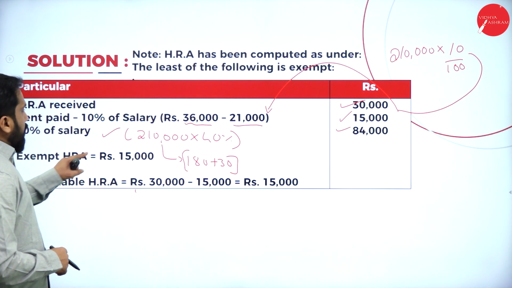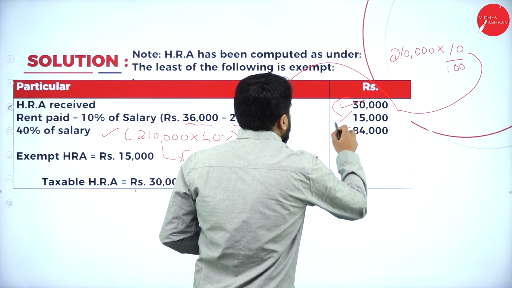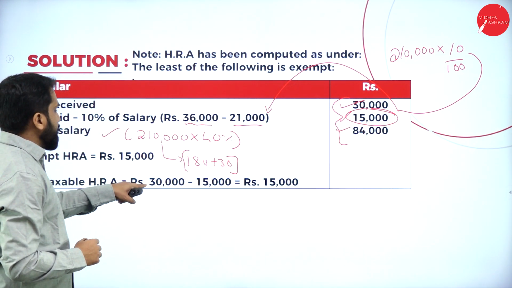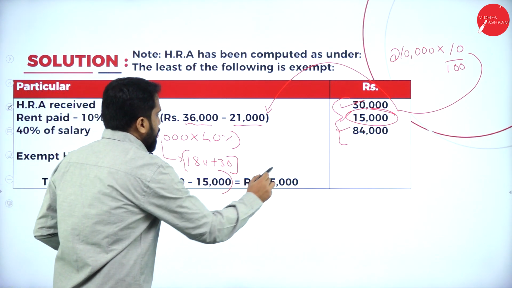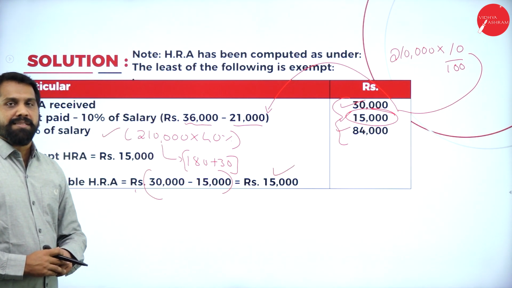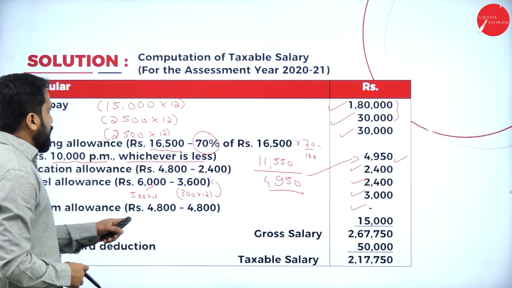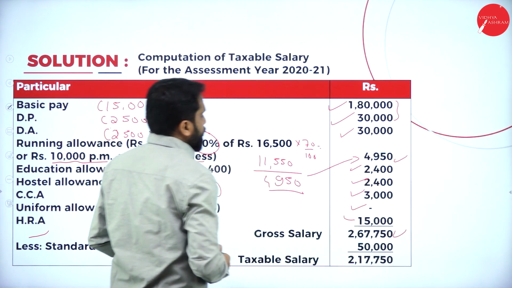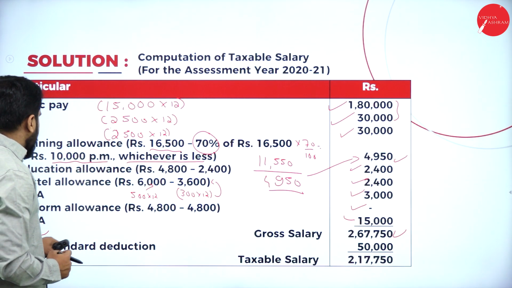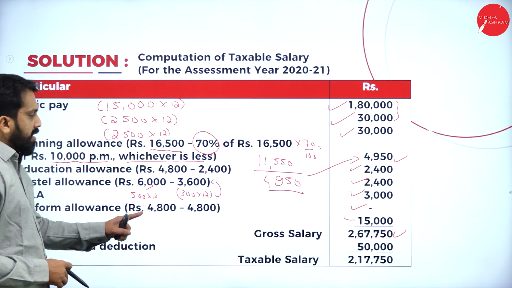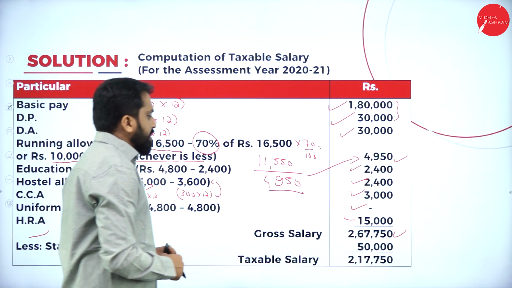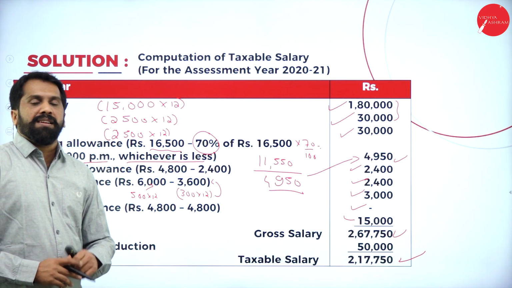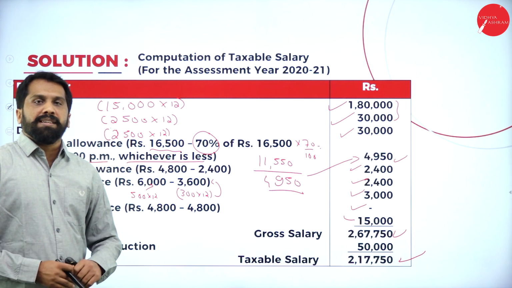Now, out of these 3, whichever is less, only 15,000 is less. Now, your HRA is 30. 30 minus 15, your final answer is 15,000. Now, I'll go back. So, we have taken 15,000, add everything. You got 2,67,750. From that, you will minus standard deduction, that is 50,000. Your final taxable salary is 2,17,750. Any doubt? Hopefully, there is no doubt.